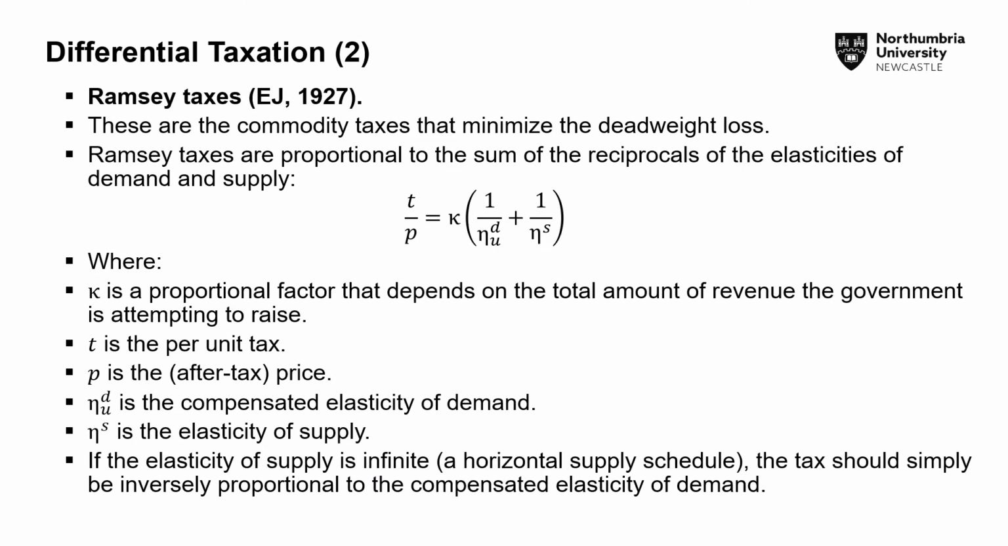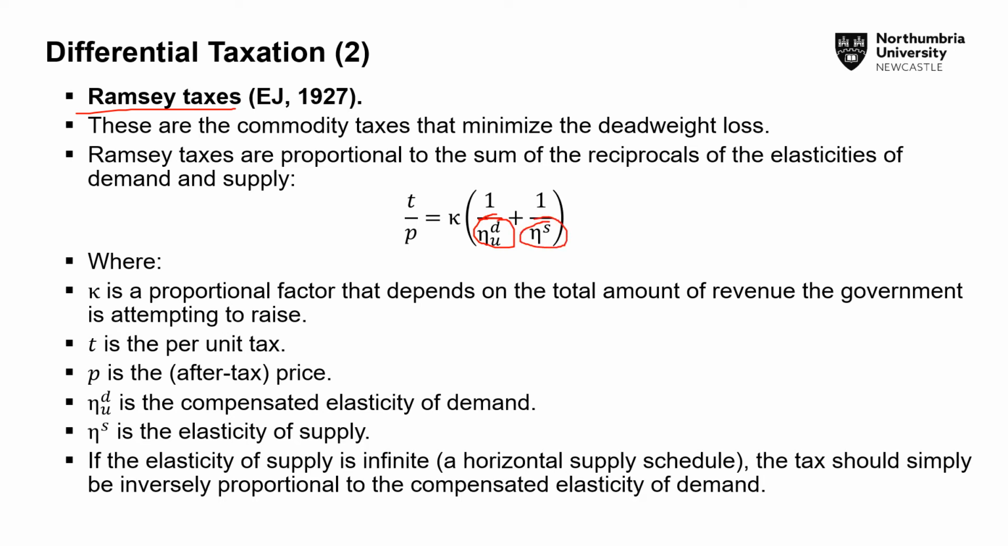So this leads us to something called Ramsey taxes, and the proposition here is that they are commodity taxes that minimize the deadweight loss. And these taxes are such that they are proportional to the sum of the reciprocals of the elasticities of demand and supply. Recall what was the elasticity of demand and supply? It was the change in quantity with respect to the change in the price level. So this is the elasticity of demand, this is the elasticity of supply.